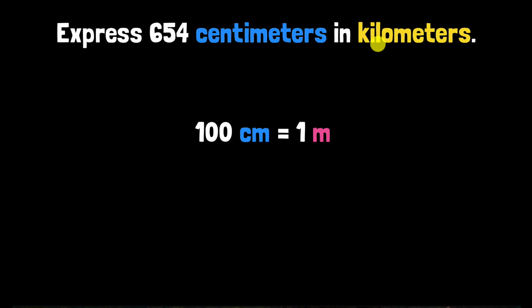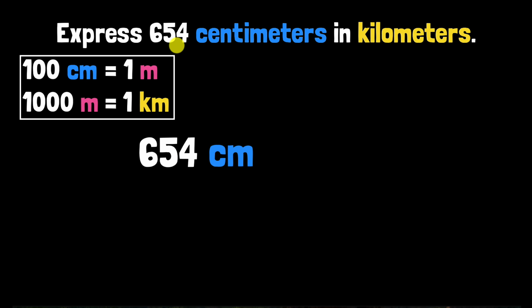I know how to do that. I know that 1,000 meters is 1 kilometer. So the key to solving this problem is to use two conversion factors. So let's see how to do that. Once we have our equalities, we write down what's given to us. We're given 654 centimeters.